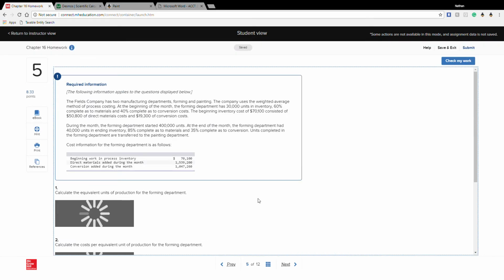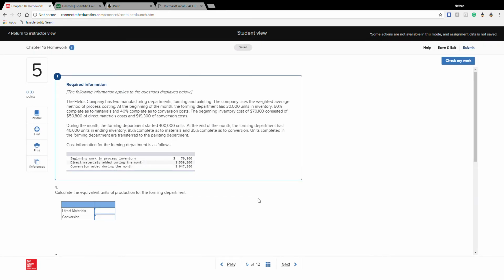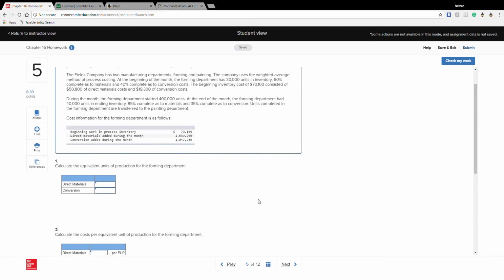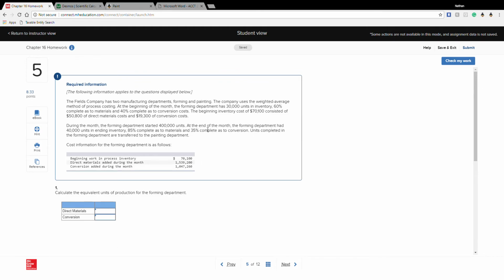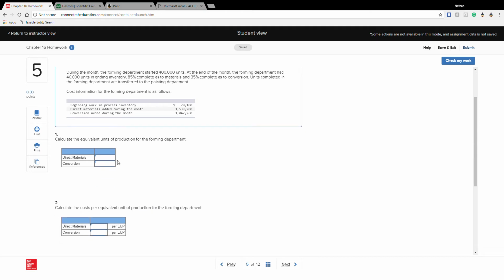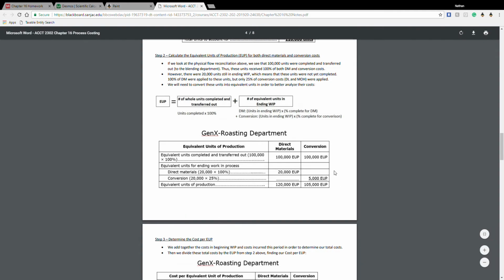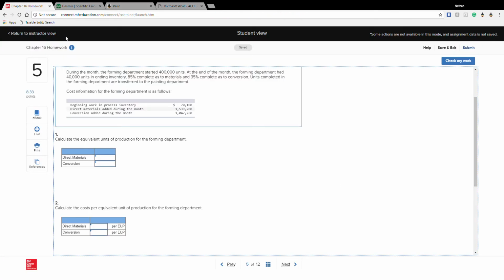Let's hit question 5. Oh no. Question 5 brings out a little bit of something different. Now, it does give us plenty of information up here, which we're going to go through. But it also wants us to calculate the equivalent units of production for the department, but it doesn't give us the fancy charts as we know in our notes or in prior questions.